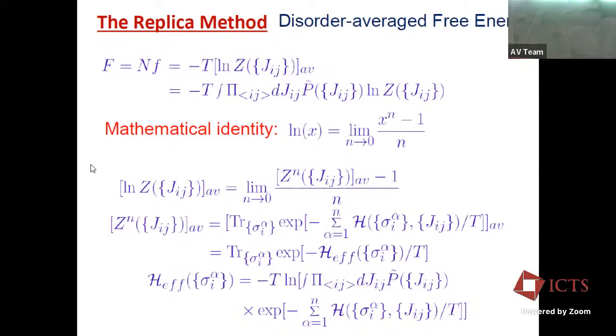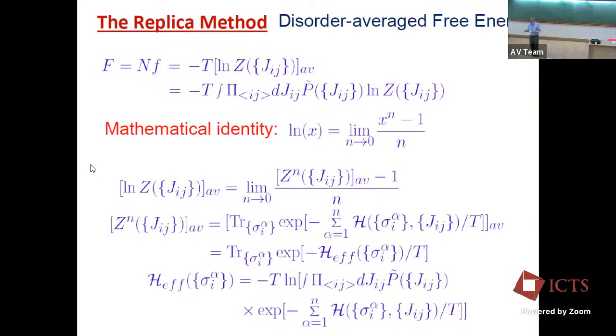Because these Jijs are not constants. They are all different for different pairs. And what is worse is that you don't even know which pair has what Jij. I mean, you cannot go inside the system and say that spin number one and spin number two have this interaction, three and five have this interaction, and so on. But still, there should be some way of deriving some kind of statistical mechanics, or things equivalent to free energy, et cetera, for such a system.